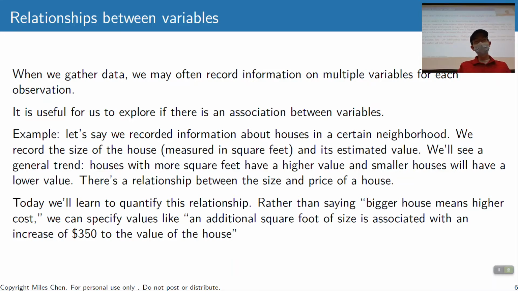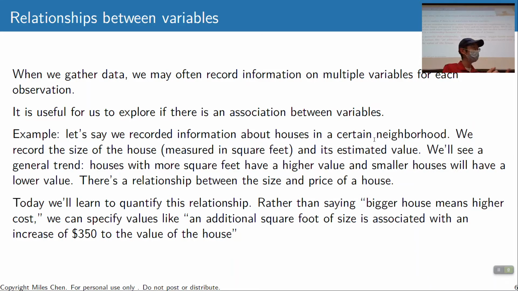So, for example, let's say we were looking at houses in a certain neighborhood, and there's a bunch of different variables that we can measure. We could record how many bedrooms the house has, how many bathrooms, how many parking spaces, or garage spaces, okay? But probably a common measure is how many square feet, what is the size of the house? And then another one is, what is the cost of the house, right? And so we're going to look at two variables, the size of the house and its value, all right?